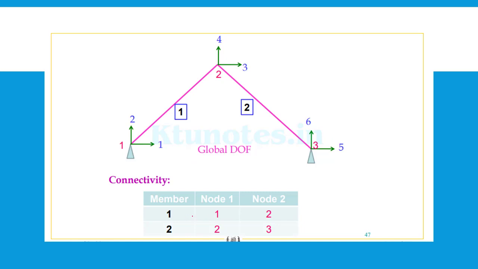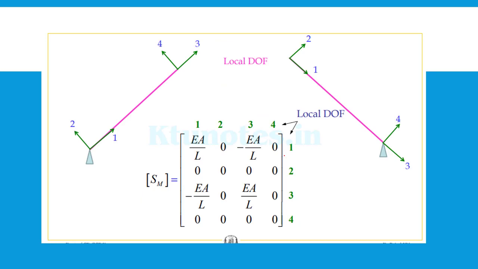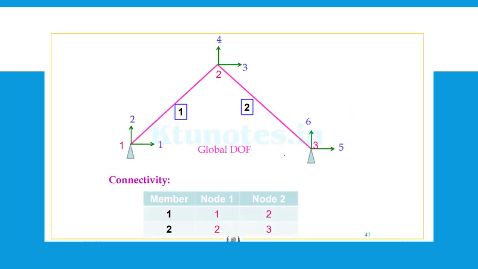And the connectivity is for member 1 between node 1 and node 2, and for member 2 it is 2 and 3. It is clear from the picture. And you know the local coordinates for member 1 and member 2 separately, 1, 2 and 3, 4 on the right side. So always note that it is proceeding from 1 to 2, then 2 to 3. So for 1 to 2, 1 will be 1 and 2 will be 2 and 3. For 2 to 3, 1 and 2 will be on 2 and 3 and 4 will be on 3. So you should have the correct order.